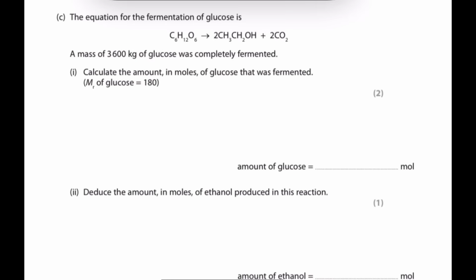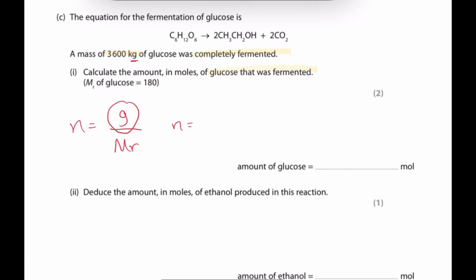C. The equation for fermentation of glucose is given. A mass of 3,600 kg of glucose was completely fermented. Calculate the amount in moles of the glucose that was fermented. The equation that we are going to use right now is that moles is the same as grams over Mr. So over here we can see that it's kg. We need to always convert any mass that we have to grams. That is the standard unit to use for all calculations. You will get it wrong if you don't do that.